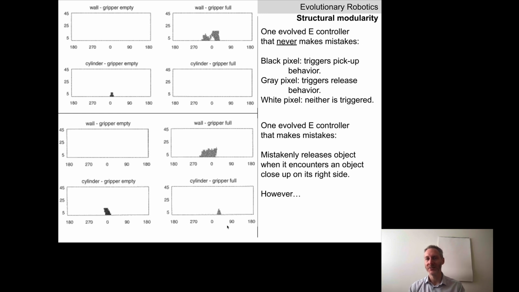The robot has never encountered this situation, and we didn't realize this during evolution because it never happened, but there are certain conditions under which the robot will drop a cylinder that it's already carrying if it approaches another cylinder in just the right way. It's a small mistake. Most of this is white, and where we see black and gray is where we would expect to see black and gray, but this is not a perfect robot.